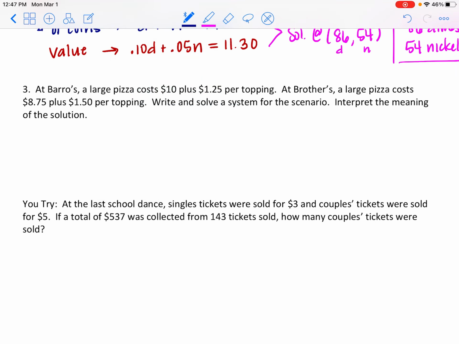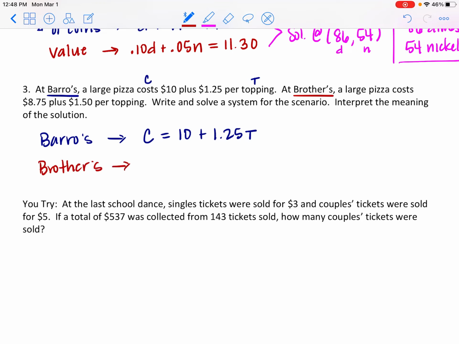So first, they're telling us about Barrows, and let's call the cost here C. Let's call toppings T, okay? So let's make an equation for Barrows. For Barrows, the cost for your large pizza equals $10 plus $1.25 per topping. We just don't know how many of those there are going to be. And then at Brothers, and I don't know if this is true, I really just made these numbers up. Okay, at Brothers, the cost, it says, is $8.75 plus it's $1.50 per topping.